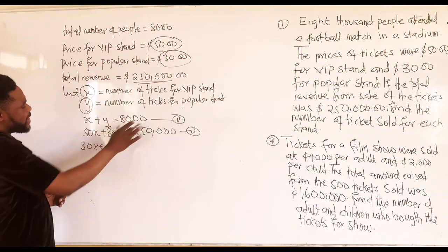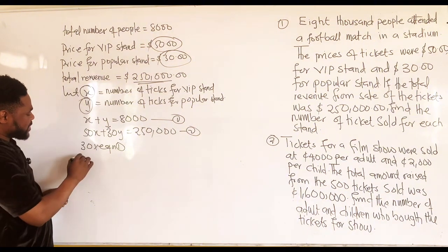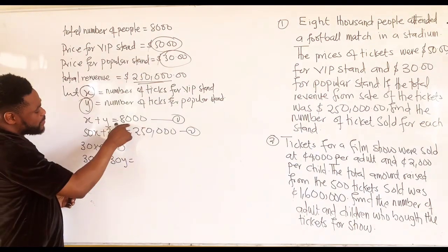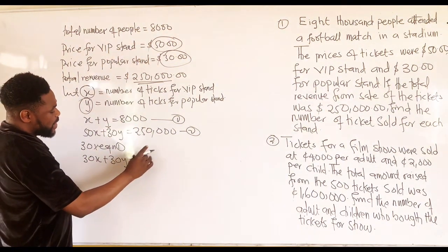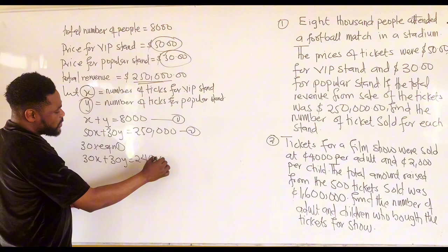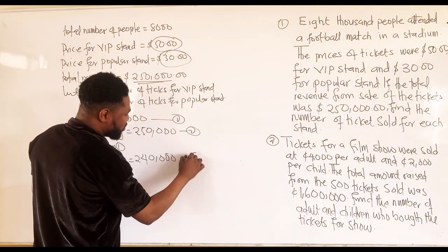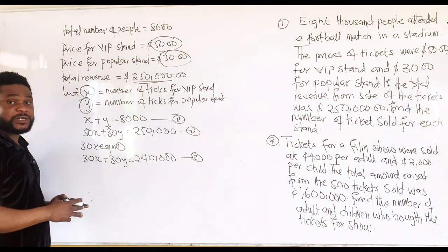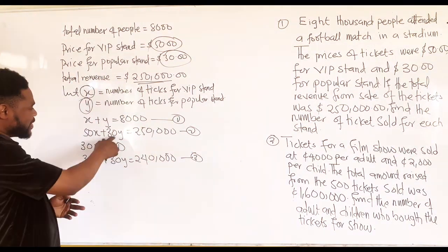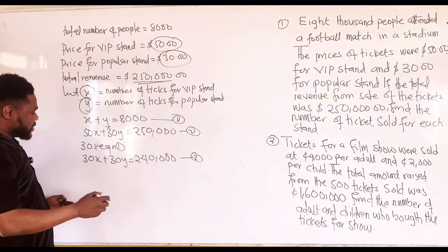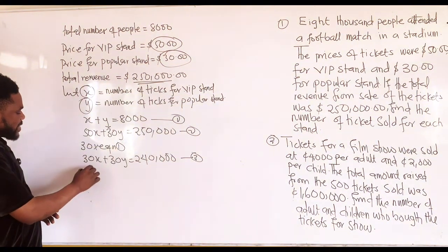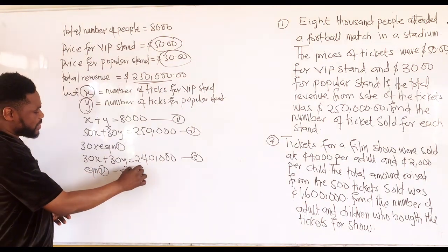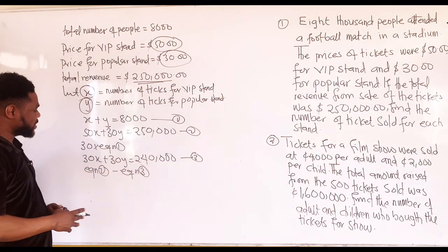So we multiply 30 by the whole of equation 1, as 30 by this will give us 30x plus our 30y. When we multiply 30 by this, we are going to have 240,000. Then we can name it equation 3 as we can see here. So we solve these two equations simultaneously. Let us see how we can eliminate our y here. So it's simple. We can say equation 2 minus equation 3. Nicely. So let us subtract and see.